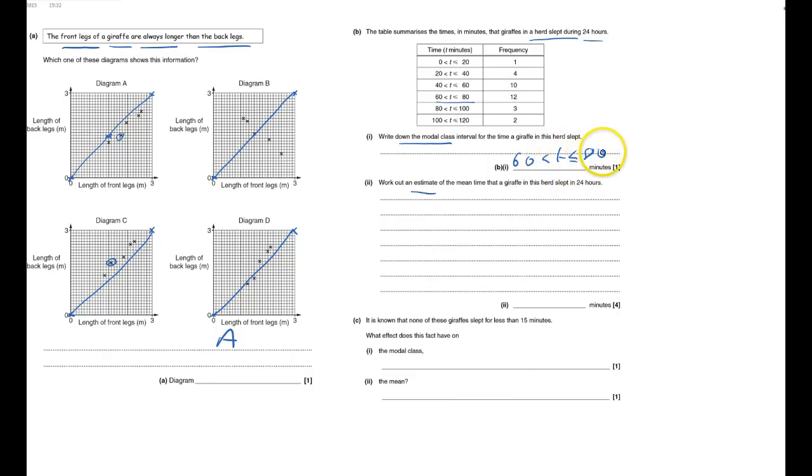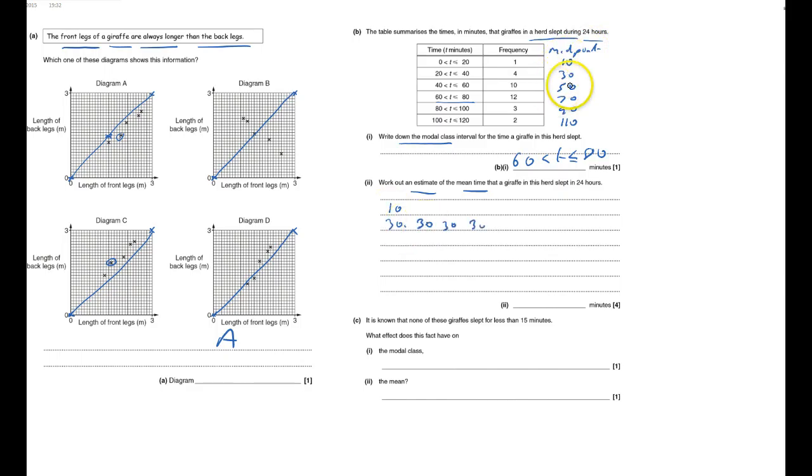And then work out an estimate of the mean time. They say it's an estimate because we don't know exactly what they did. These ones here could have slept for 0 minutes, or it could have slept for 20 minutes. So what I need to do here is make a midpoint of each of these. So the midpoint between 0 and 20 is 10, and between 20 and 40 is 30. So these I've got 50, 70, 90 and 110. And in essence, we can now write down 110, and we've written down 4 30s.